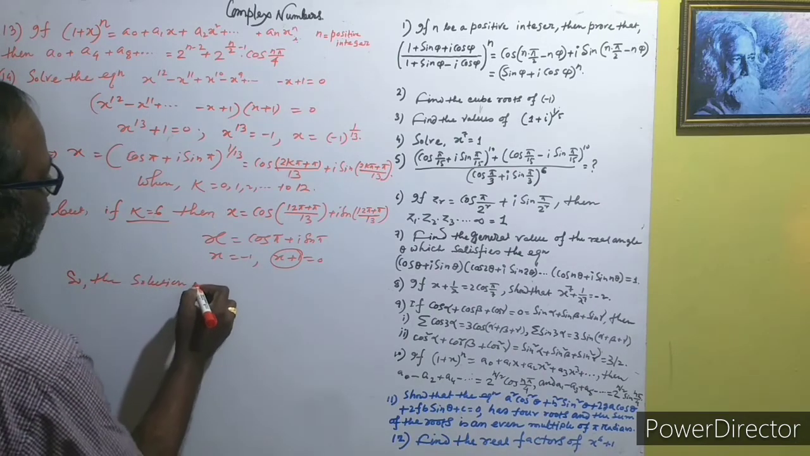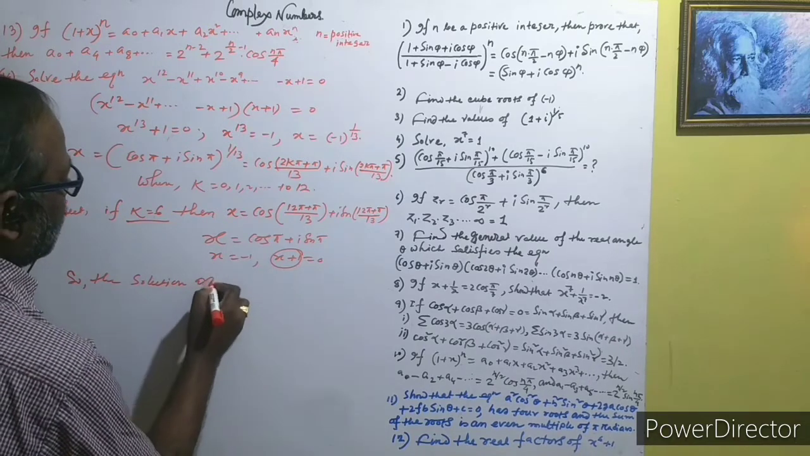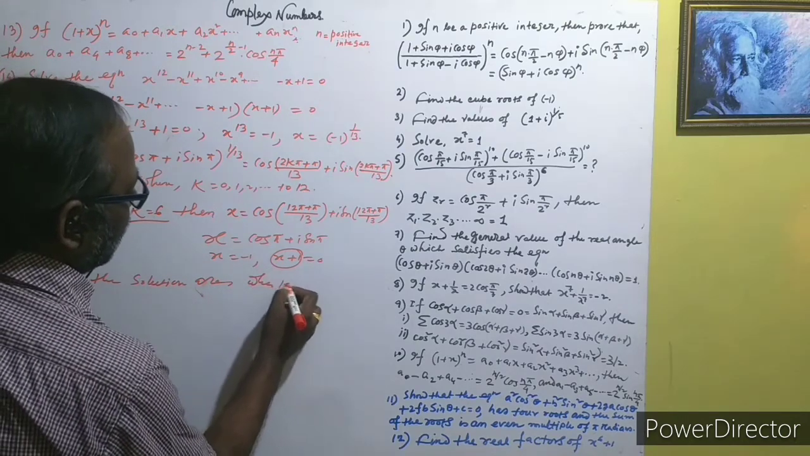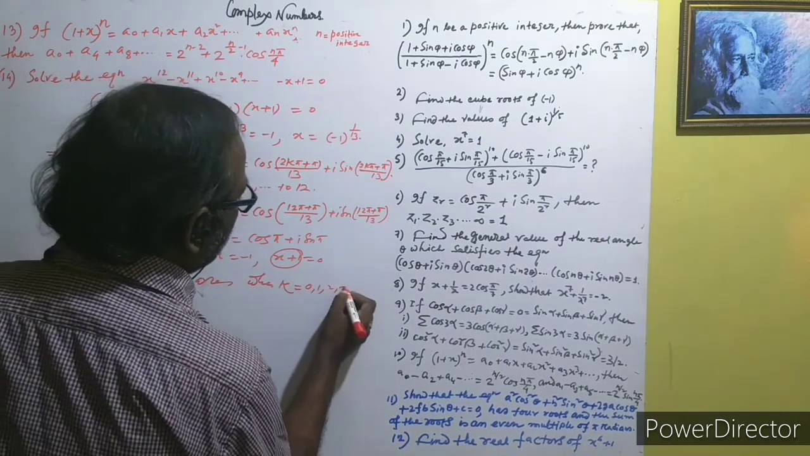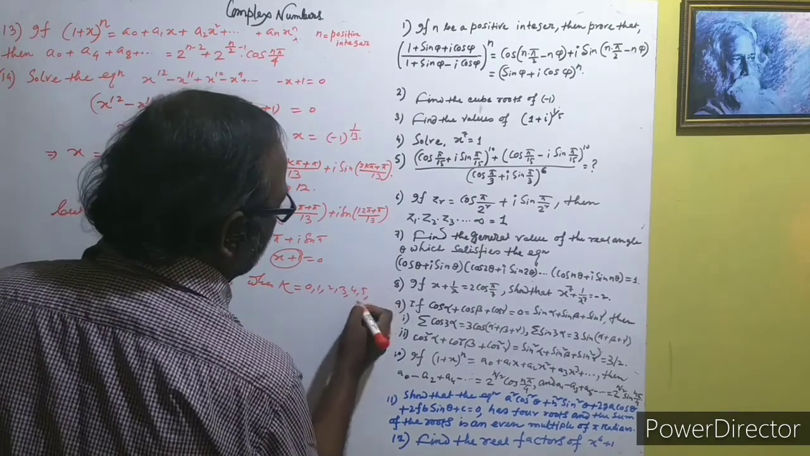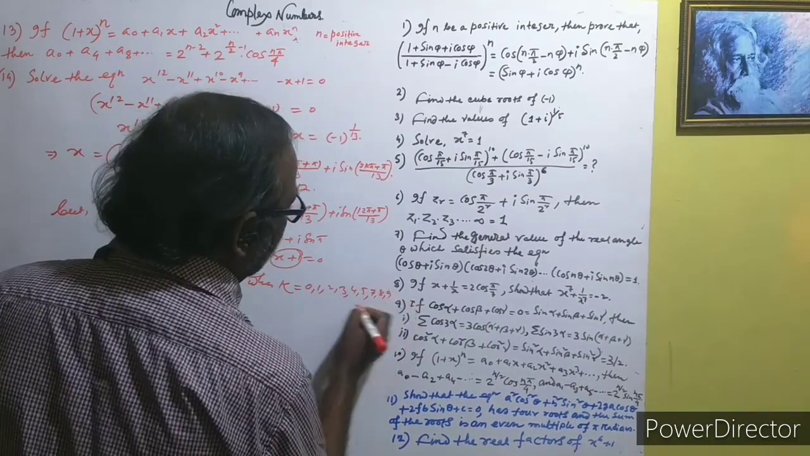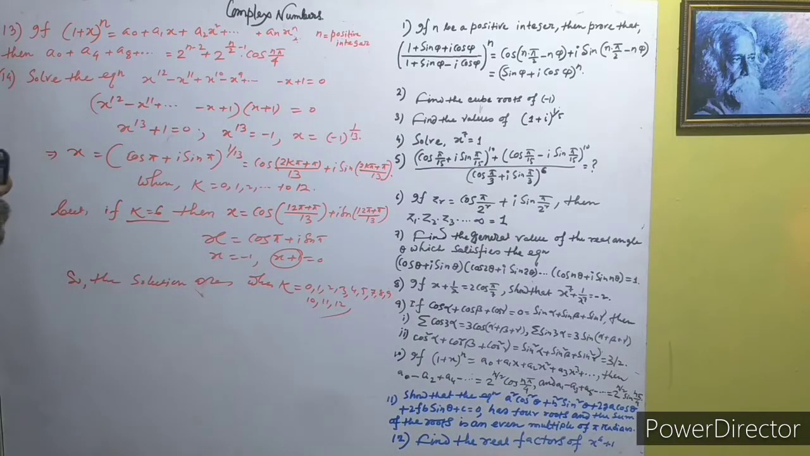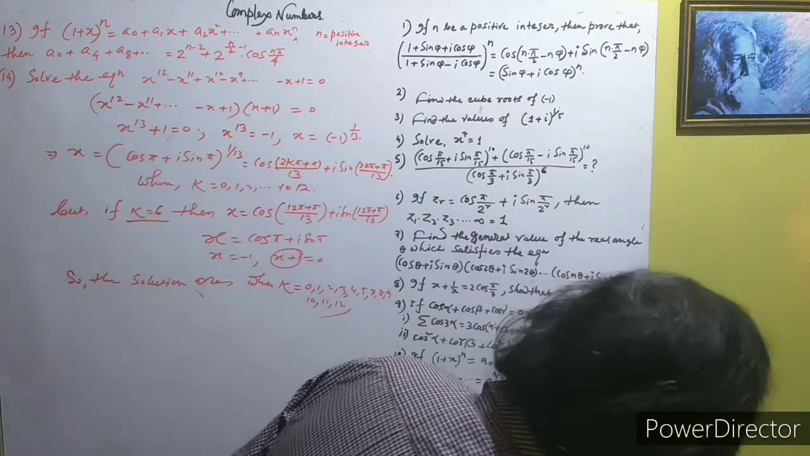So the solution is a solution when k is equal to 0, 1, 2, 3, 4, 5, 7, 8, 9, 10, 11 and 12. But 6 does not satisfy this equation. I think all of you have now better understood why k is not valid when it is 6. See carefully.